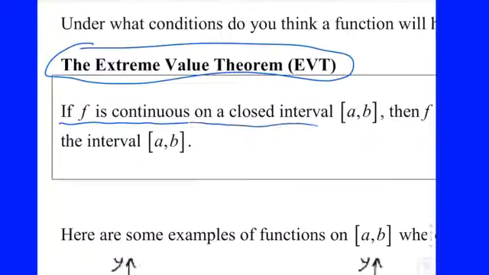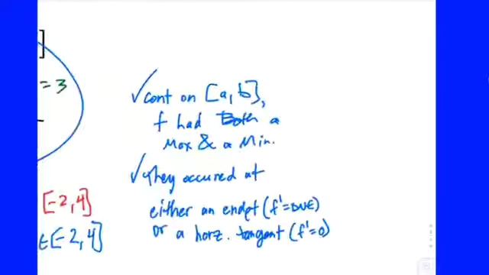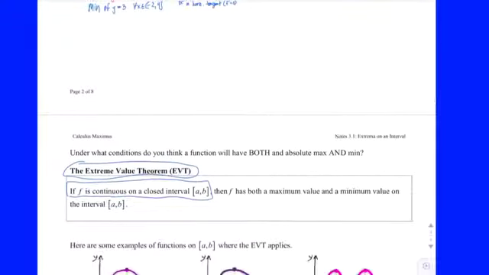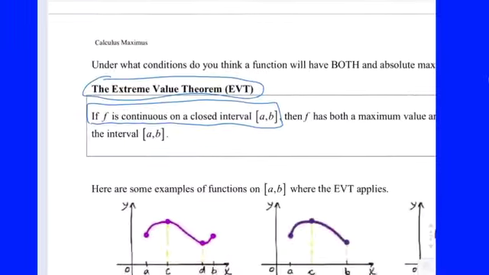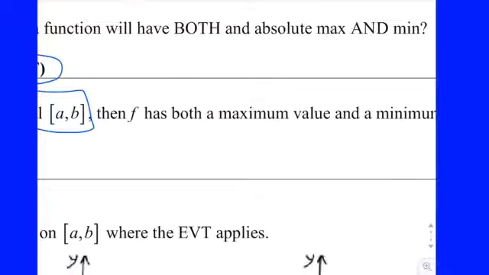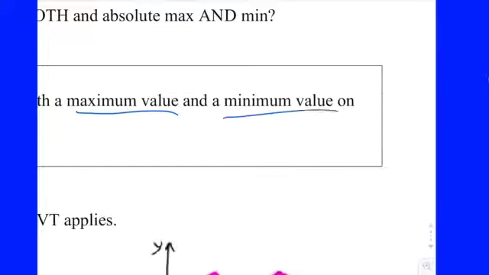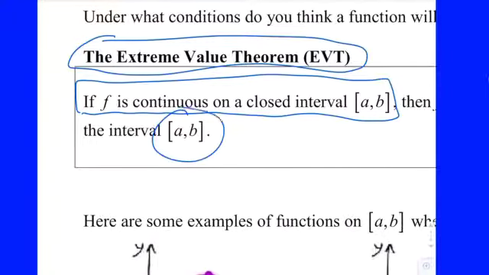If f is continuous on a closed interval. That sounds real familiar, doesn't it? That's what we just came up with as the prerequisite necessary condition to have both the max and min. It's also the same hypothesis as the IVT. So it says if the function is continuous on the closed interval, then get this. You hit the nail right on the head, guys. Then f has both a maximum value and a minimum value, where? On the closed interval. You were right. If the function was continuous on the closed interval, we're guaranteed to have both a max and a min.